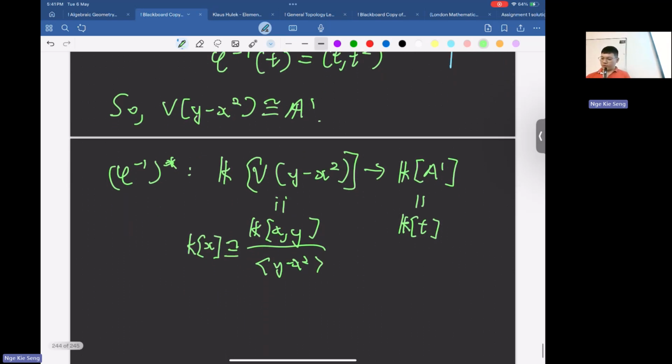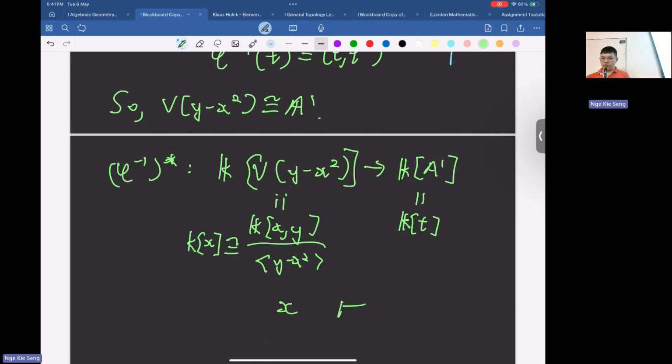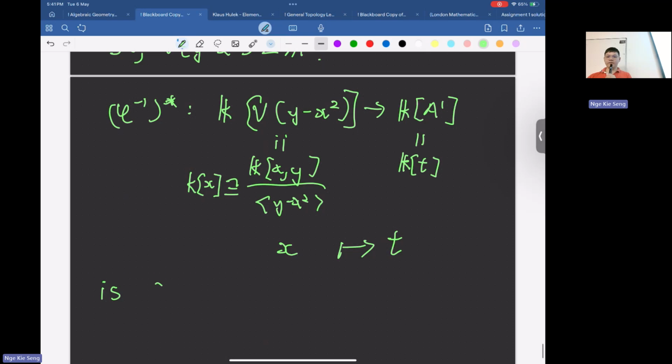You can check what this pullback does: it just sends x to t. It's also an isomorphism. Why? What's the inverse? Take t and send it back to x. You can check that this pullback sends x to t. How to check? You just check on the generator. The generator here is x. See what this does when you pre-compose or post-compose. Pre-compose, right? You do x and then do phi inverse.